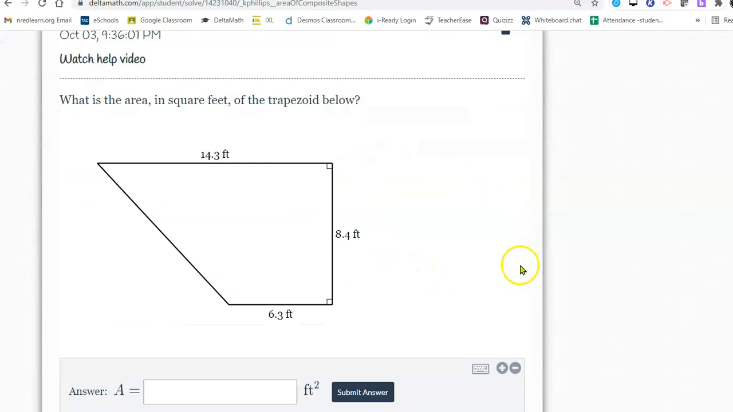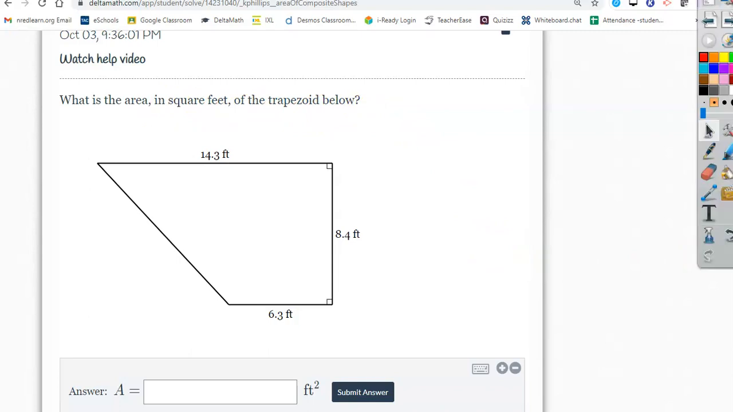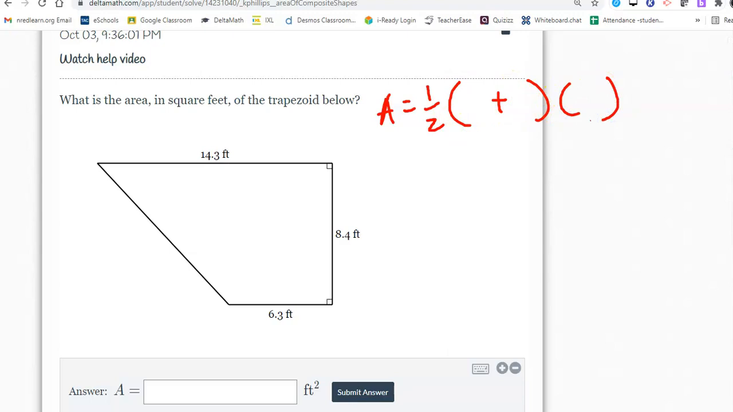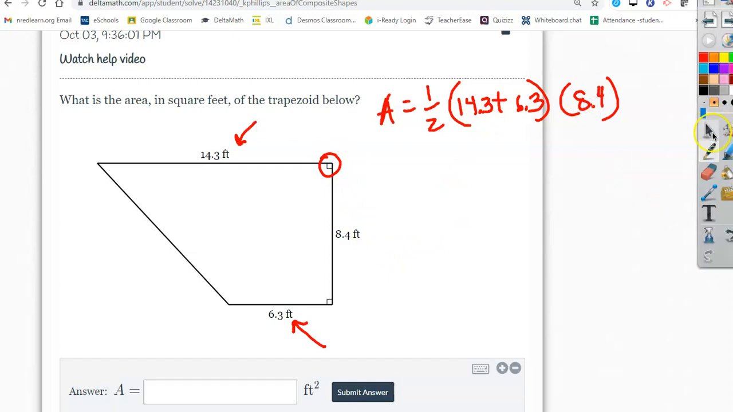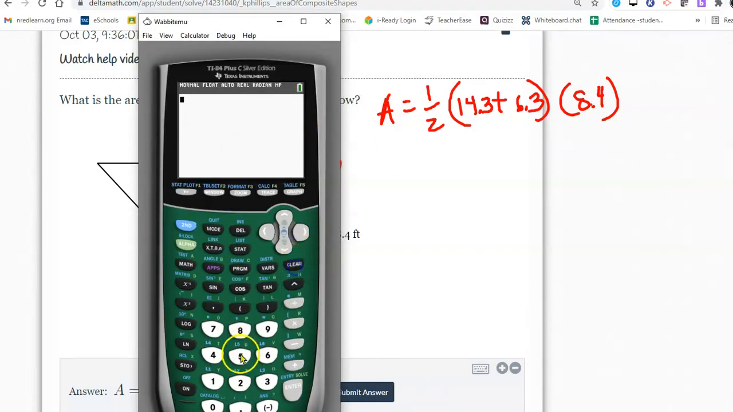All right, let's take a look at this question. What is the area in square feet of the trapezoid below? Again, use the same formula that we used last time. So the area is half the sum of the two bases times the height. So base 1 is 14.3, base 2 is 6.3, and the height, which is where the 90-degree box is, 8.4. Pick up your calculator and type the whole thing in. Again, I'm going to use 0.5 for 1/2, and I'm going to use the calculator's parentheses button to type this whole quantity. Or I could just add that quantity in my head. If I know 14 plus 6 is 20, and 0.3 plus 0.3 is 0.6, then I can just type that here.